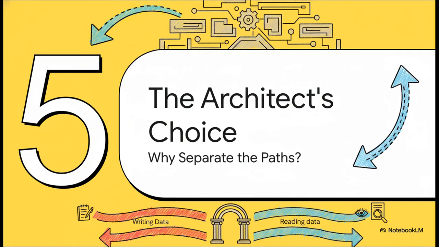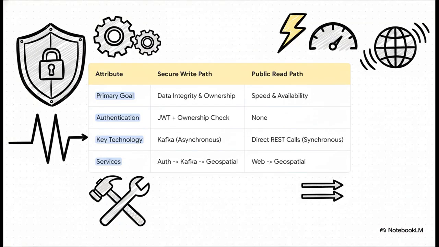So we have these two completely different journeys. And this wasn't an accident. It was a very deliberate architectural choice. Which brings up the big question, why? Why go to all the trouble of building two separate paths for the exact same piece of data? Well, this table really just lays it all out.